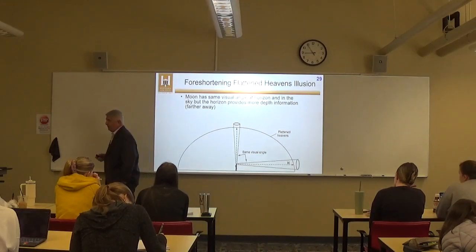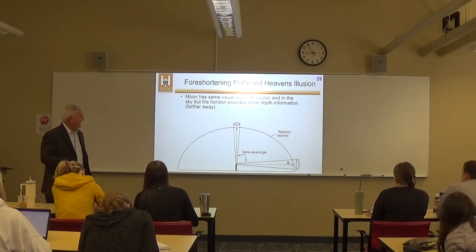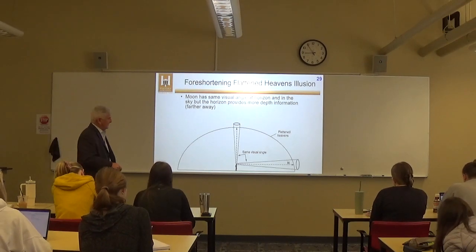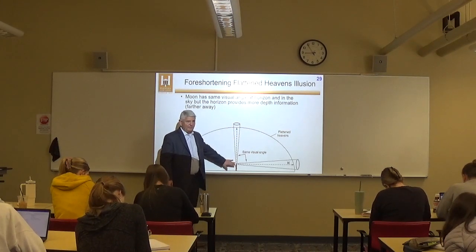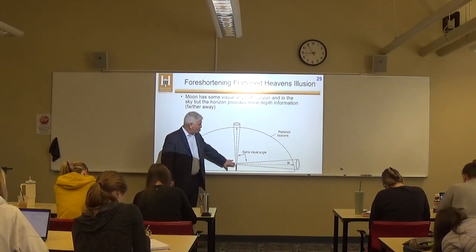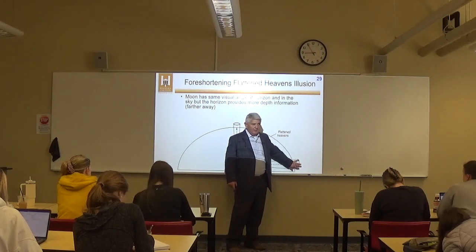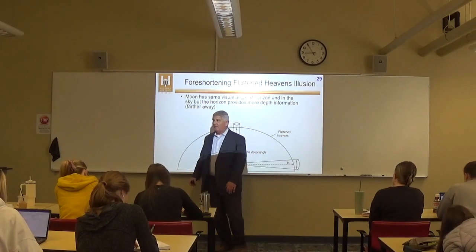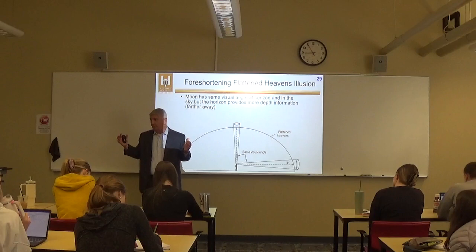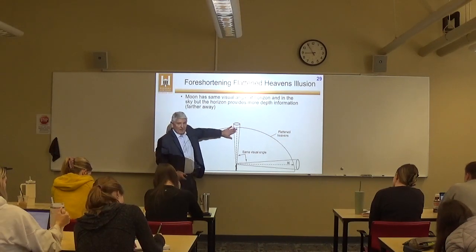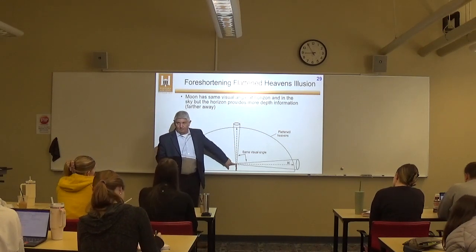So we call this that foreshortening that Vsauce was talking about. We call it the flattened heavens illusion. It means that the same visual angle, the moon hasn't changed its size, right? But because of the cues, we know how far away it is. We guess that it's much further away when we have the horizon. Therefore, it must be much bigger. And up here, when we have no cues, we're relying solely on the visual angle, and it appears smaller.